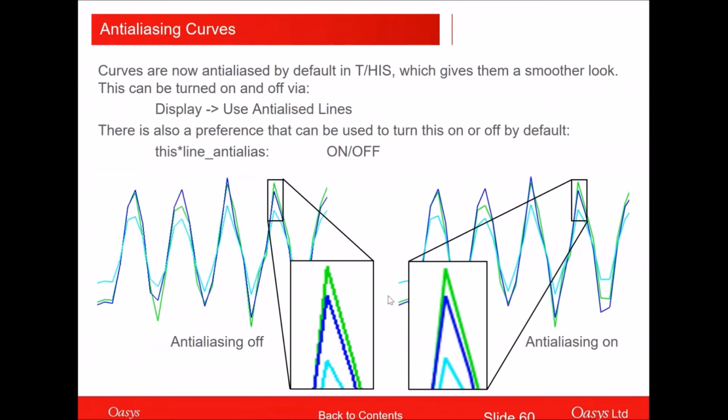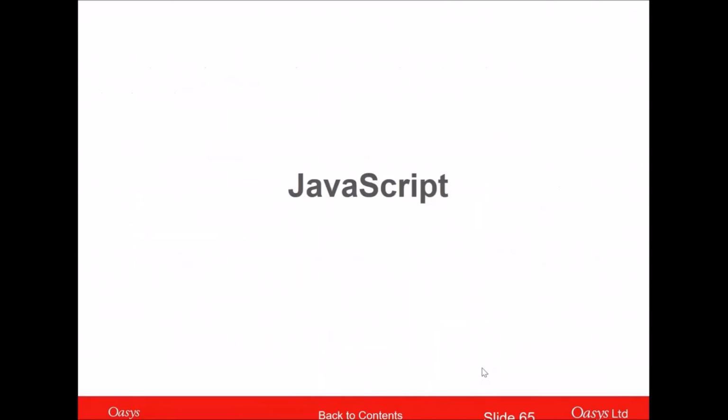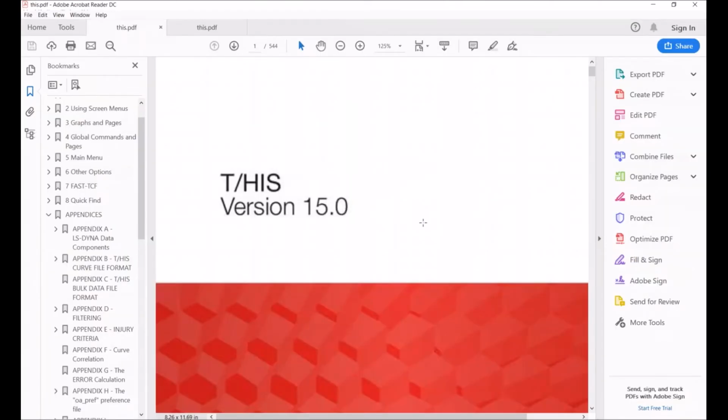We've made our outputs display better in THIS. So curves are now by default anti-aliased, giving this much smoother appearance and higher quality output. Next, I want to cover our 2 scripting languages in THIS and show the support we've been doing for that. We've been adding more and more to our THIS JavaScript over the last few years, and we've done a great deal of work in 16.